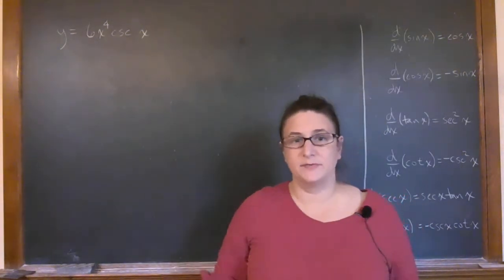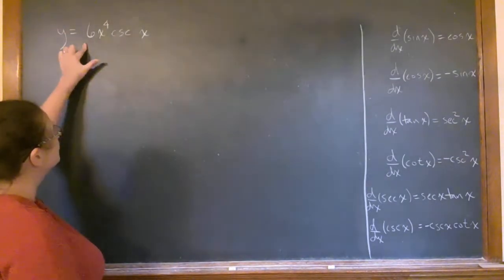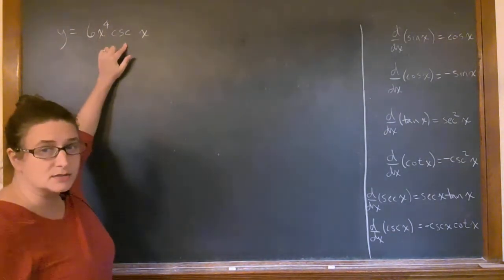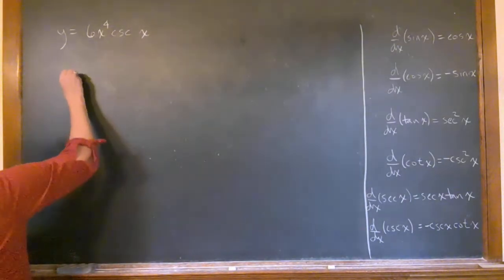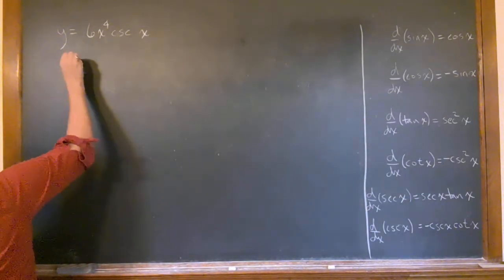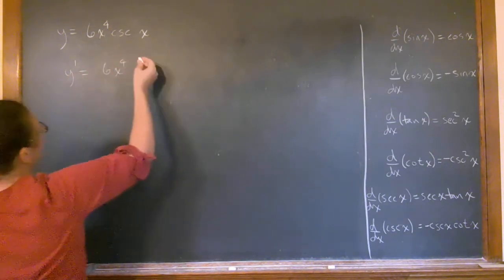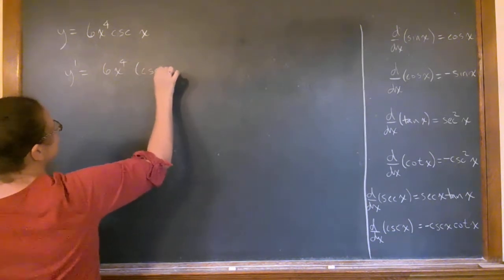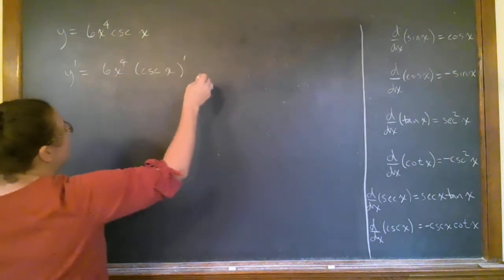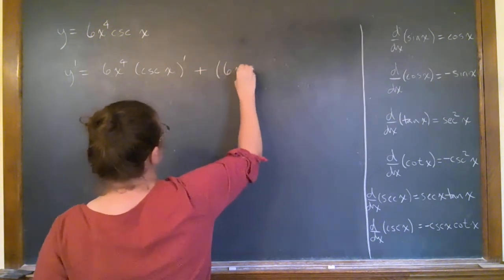Well, so let me take the derivative of this. So we've got 6x to the 4 times cosecant of x. There's nothing we can do but use the product rule. Y prime. So I'm going to use the prime notation this time, since I started. If you want, you can use the prime notation for these, though, as I said, usually I don't.